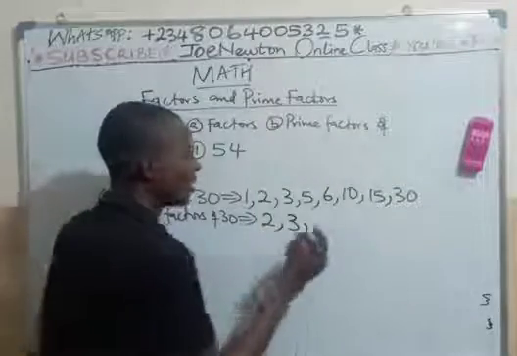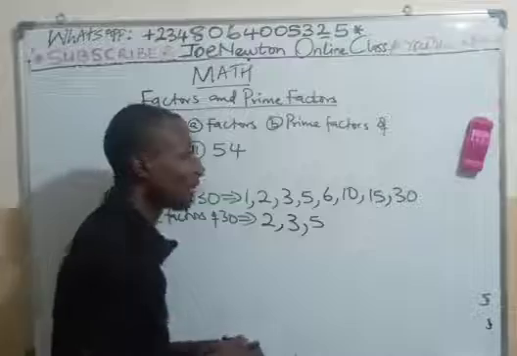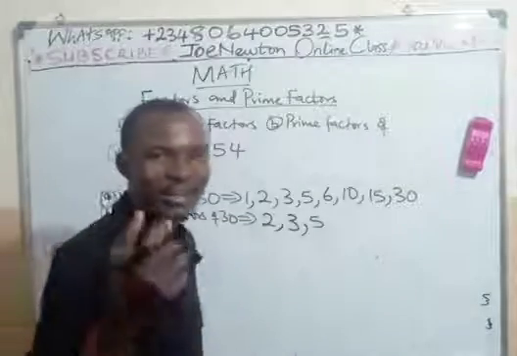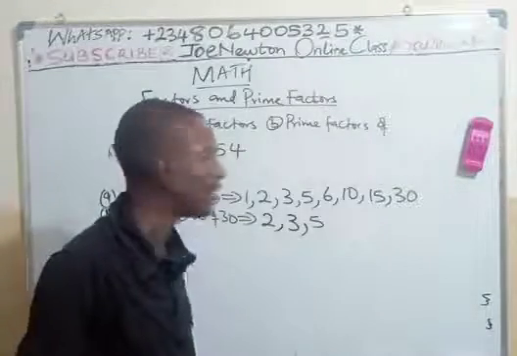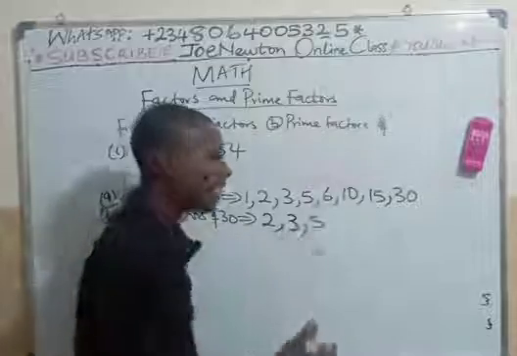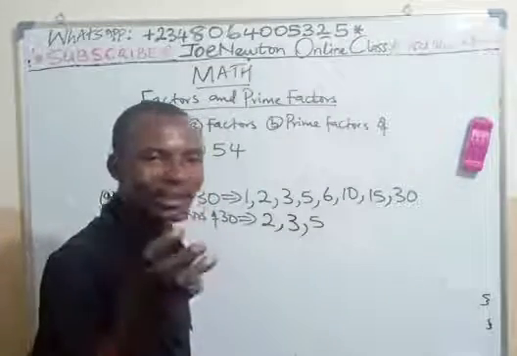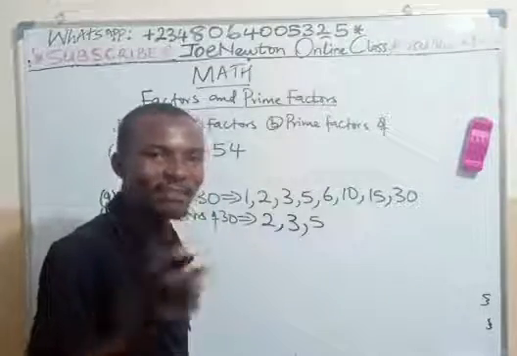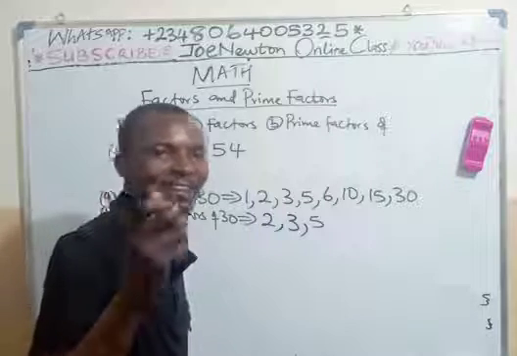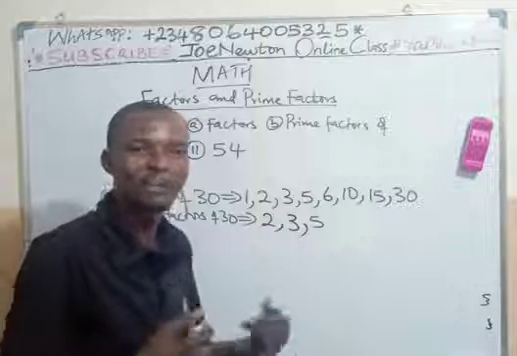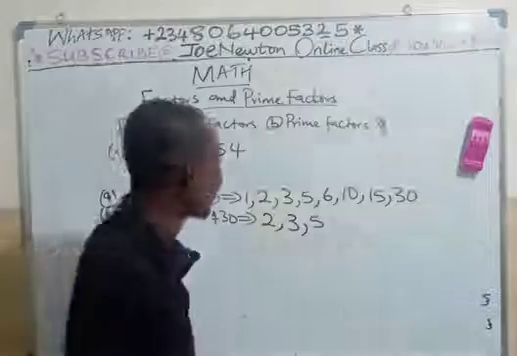Other one here quickly is what? 5. 5 has 2 factors, 1 and itself can divide into 5 without remainder. So 6 is not qualified because 1 can divide 6, 2 can divide 6, 3 can divide 6, and 6 can divide 6. So 6 is not a prime number or prime factor there.